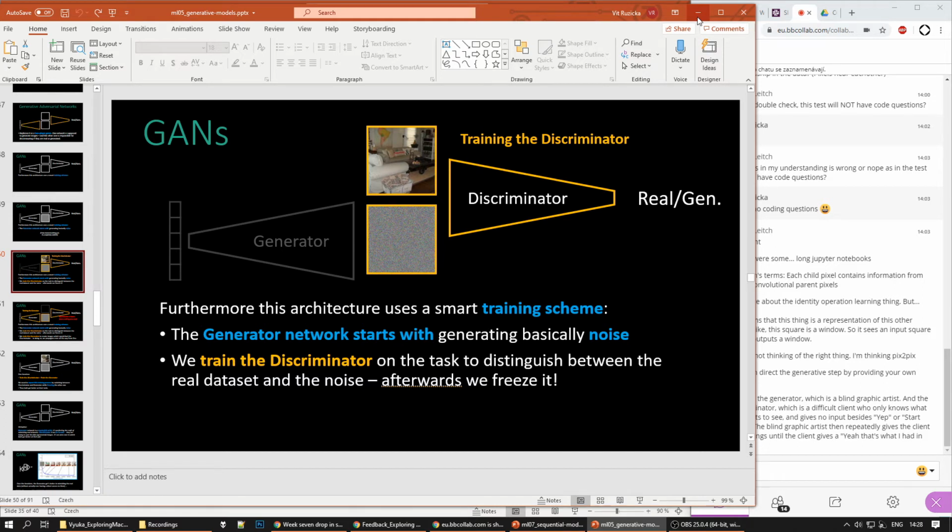So maybe, when we are training the generator, are we changing something on the discriminator as well, or is it frozen? Oh yeah, it's frozen at that point, right? Okay. And you're just inputting the output of the generator into the input of the discriminator, and then getting an output on whether it's real or not.